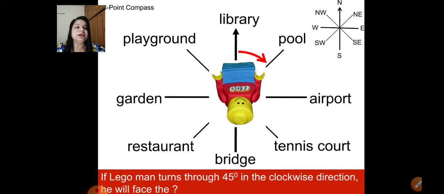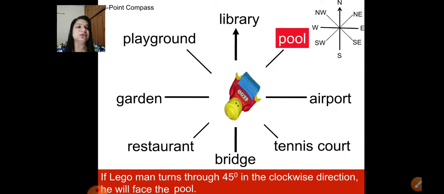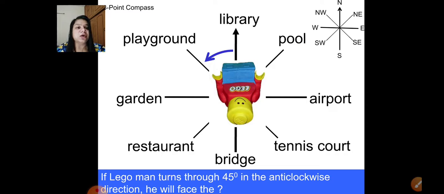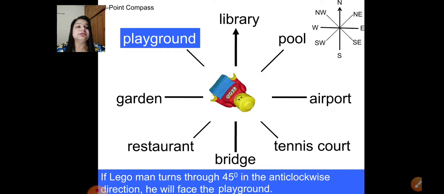Now again if he will turn 45 degree, just check, 45 degree again in clockwise direction. So if he will turn 45 degree, in which direction? He will be facing the pool. So just see, now the legoman is facing towards the pool. Now if we turn 45 degree in anti-clockwise direction, which is just the opposite direction, he will be facing towards the playground, right? Just check, he has turned 45 degree in anti-clockwise direction.